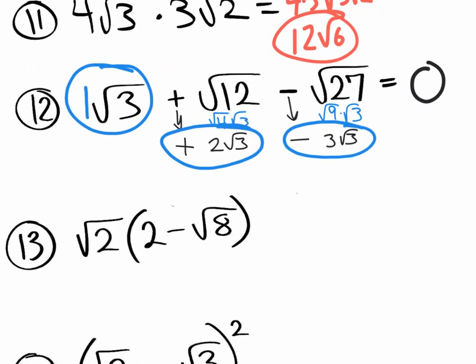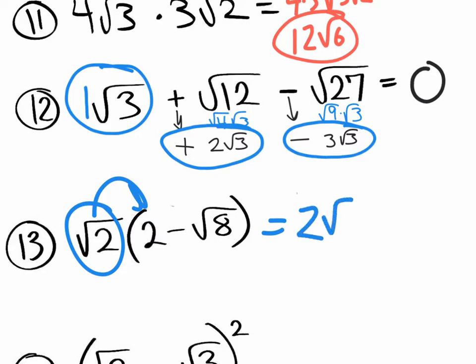Wait. Pause. Number 13, we're doing math with radicals now. The first part was simplifying, now we're doing some math. Right here we're just going to distribute the square root of 2 times 2. That's like saying x times 2. What's x times 2? 2x. But right here, square root of 2 times 2 is 2 of those square roots of 2. See what I'm saying?